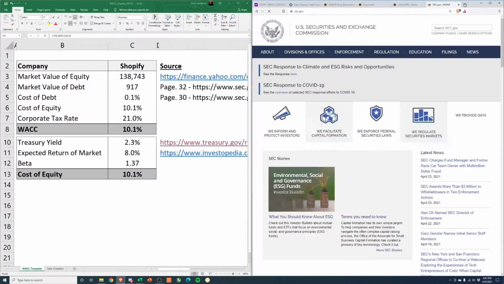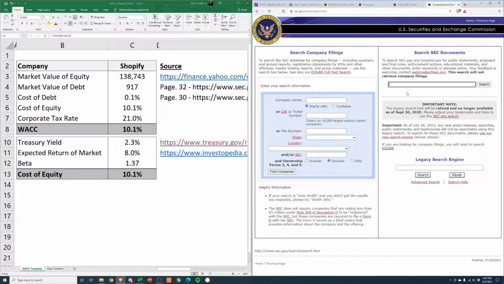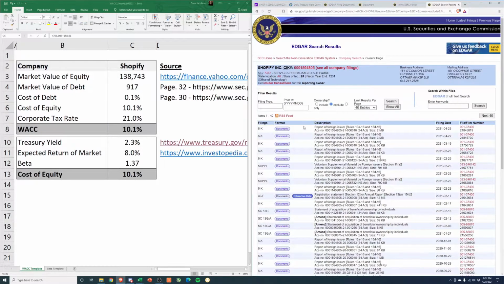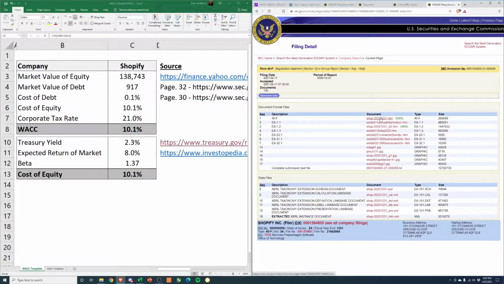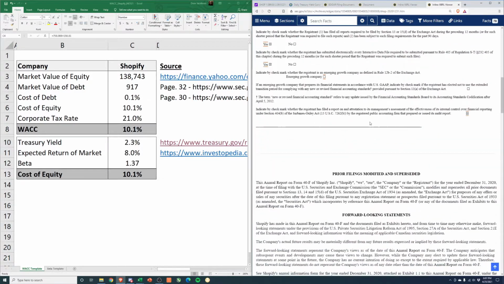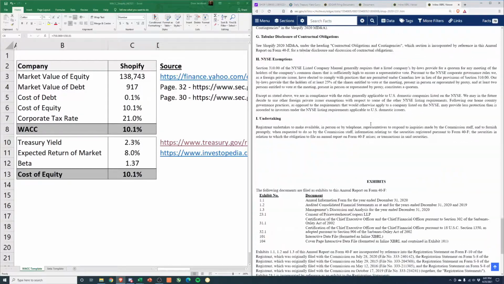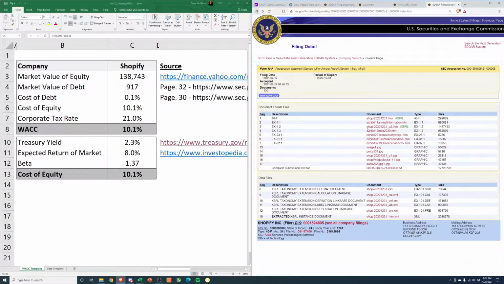If you've never looked at an ADR before, their filings are very similar. So you go to sec.gov, search, type in shop, and you see a 6K, supplement, 40F. So this is their annual filing. If you click on it, normally you can just click on the first link for like a 10Q. On this one, there's not much in here. You have to actually click on the exhibits below.